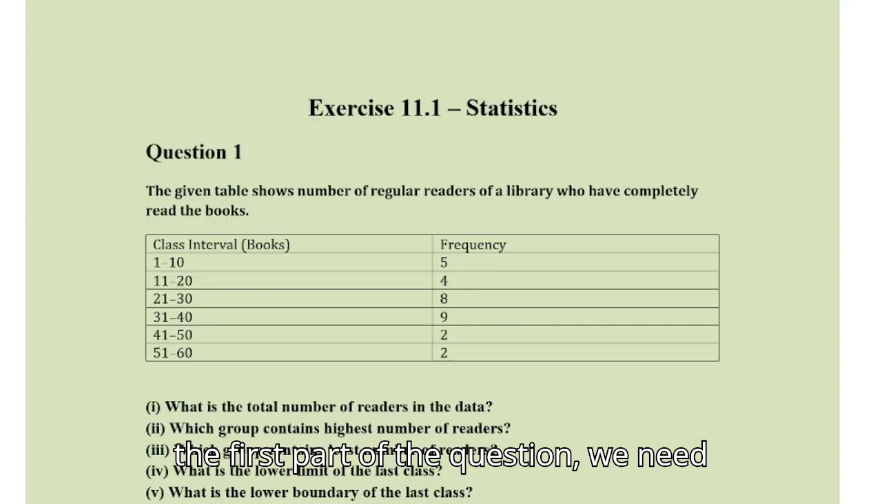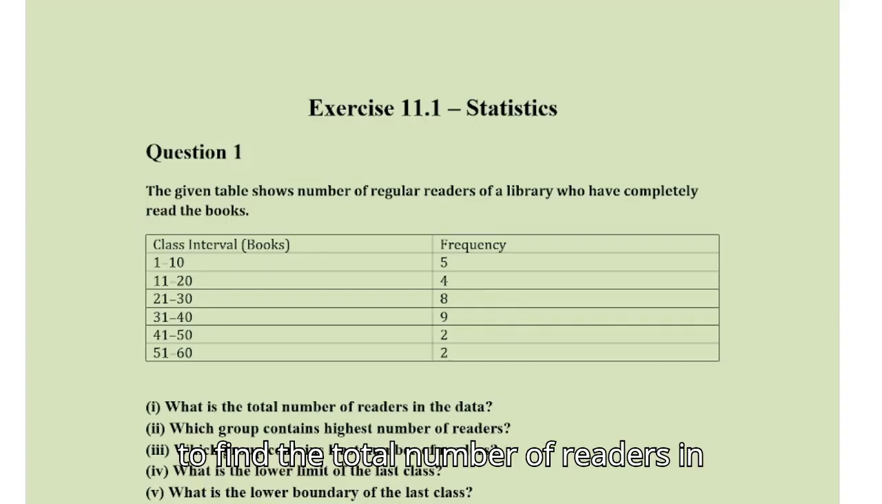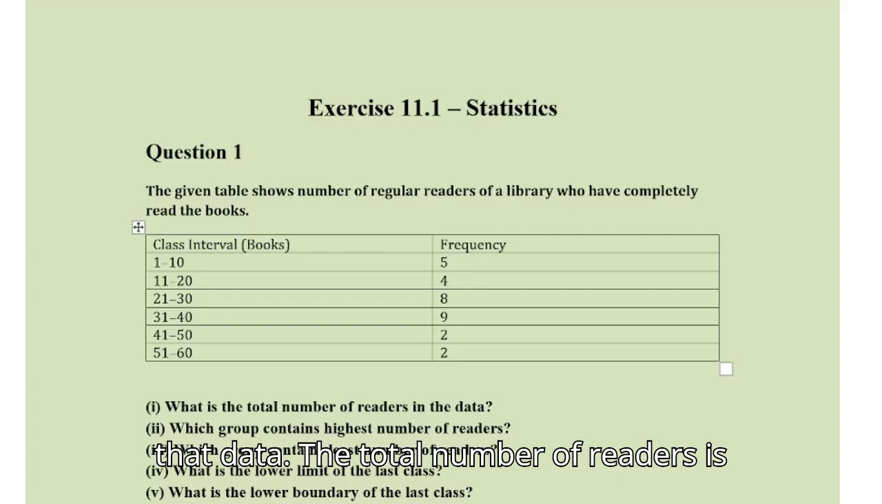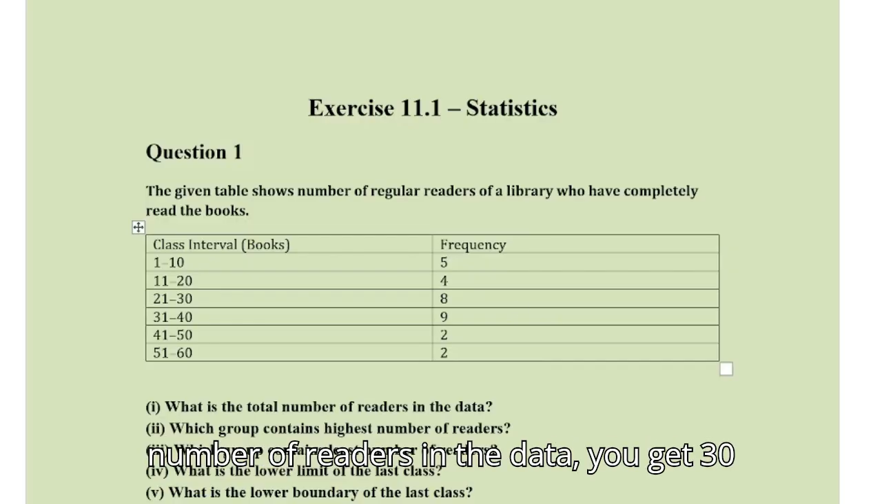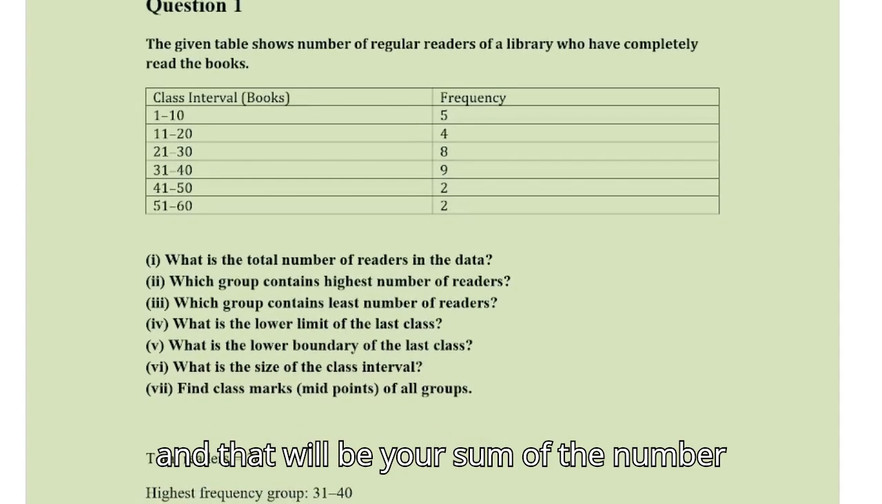For the first part of the question, we need to find the total number of readers in the data. The total number of readers is this frequency. So if you add all of the number of readers in the data, you get 30, and that will be your sum of the number of readers.